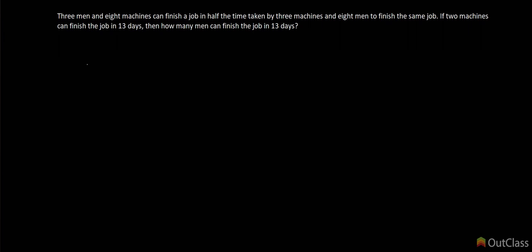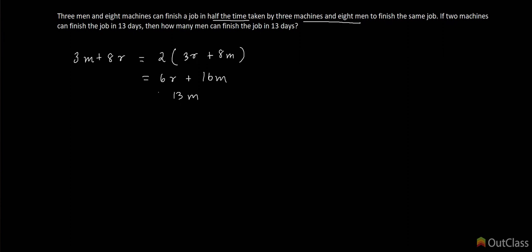It's given that 3 men and 8 machines can finish a job in half the time. That is because they are twice as fast as 3 machines and 8 men. I'm going to represent the men with M and the machines with R for robot. So that's 3 men plus 8 robots are twice as fast as 3 robots and 8 men, which is basically 6R plus 16M. Let's take the M's and R's to opposite sides. So you have 13M is equal to 2R. 2 robots are as fast as 13 men. That is the speed ratio for the two types of workers.